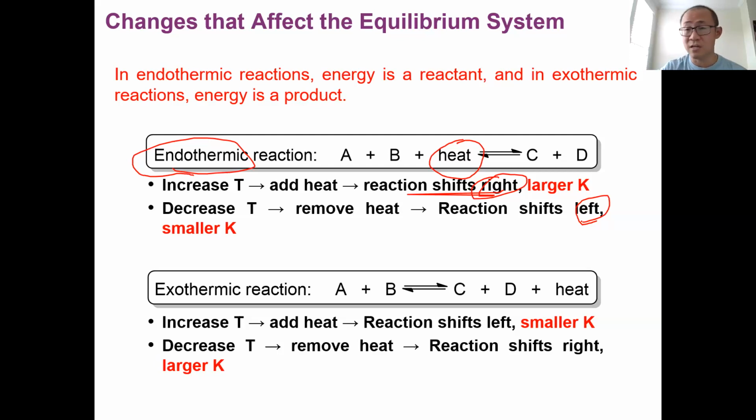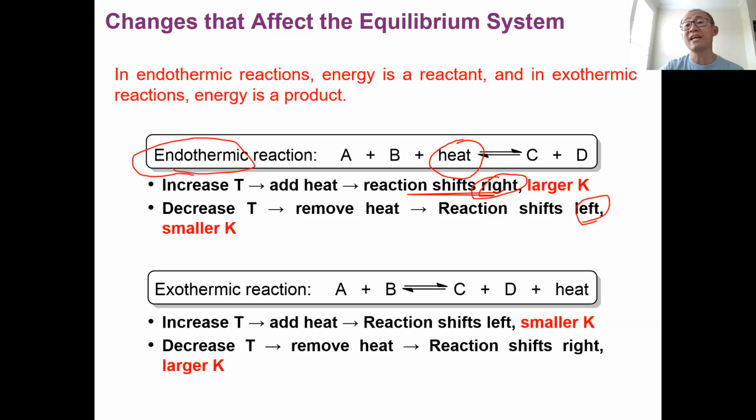If you shift to the right, you get a larger K, more product. If you shift to the left, you get a smaller K, less product, more reactant. So changing temperature will actually change the constant. Previously, adding reactant or product didn't change the constant. K will be the same at the new equilibrium.